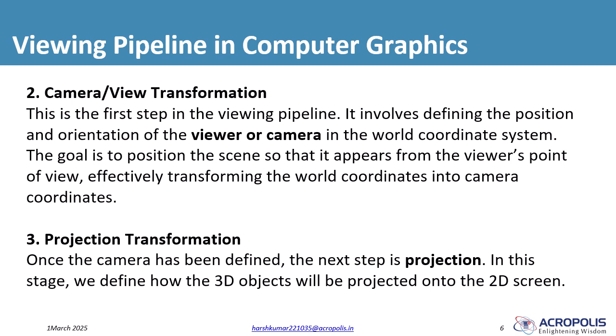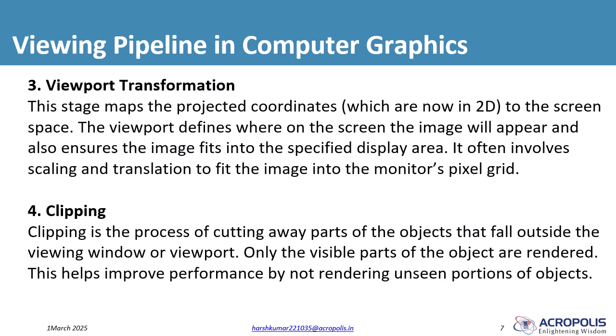The third one is projection transformation. Once the camera has been defined, the next step is projection. In this stage, we define how 3D objects will be projected onto the 2D screen. Continuing with the viewport transformation, this stage maps the projected coordinates, which are now in 2D, to the screen space. The viewport defines where on the screen the image will appear and also ensures the image fits in the specified display area. It often involves scaling and translation to fit the image into the monitor's pixel grid.